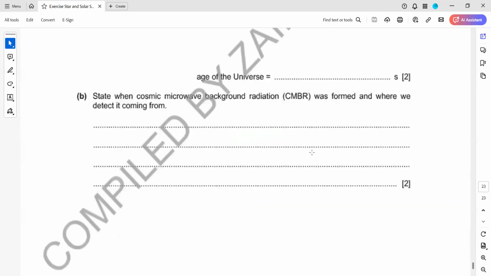Then state when the cosmic microwave background radiation was formed, and where we detect it from. It was produced at the start of the Big Bang, shortly after the universe formed, and it is detected from all points in space. So it is produced shortly after the Big Bang, and it is detected all around the space.